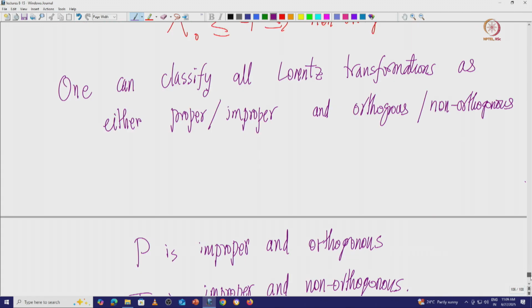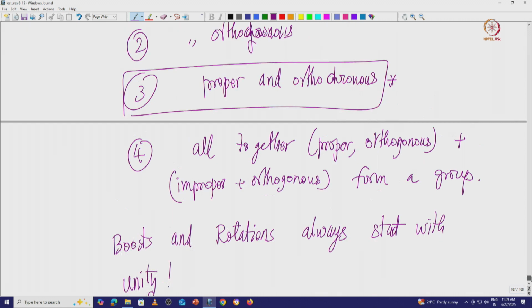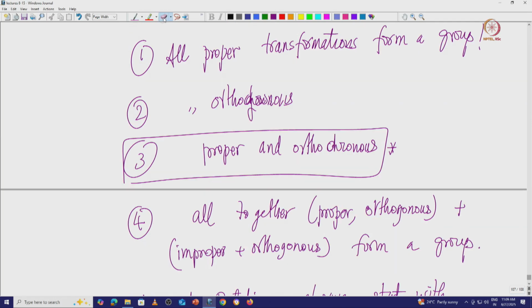I think I said orthogonous somewhere. I think this should be orthochronous actually, orthochronous. In my excitement I must have mentioned orthogonous, but it's actually orthochronous. I'm sorry. Okay.